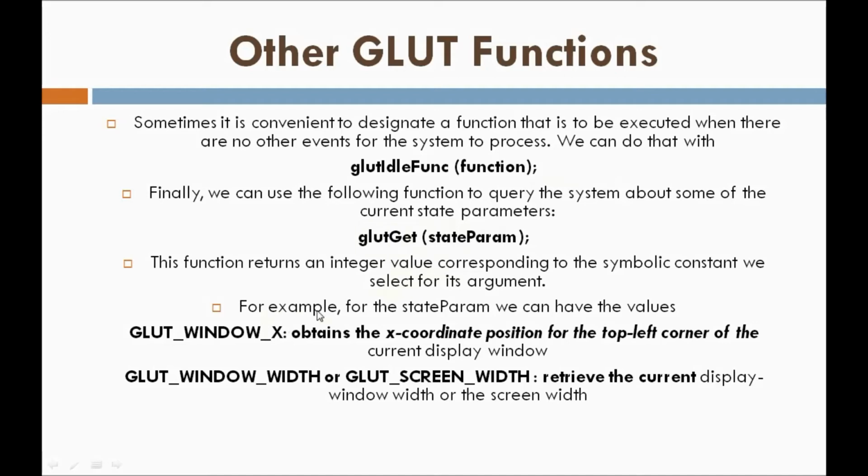So for example, if you want to know about the window x coordinate of a window position, you can use this. See, GLUT_WINDOW_X obtains the x coordinate position of the top left corner of the current display window. This is one of the parameters, right? If you want to know the x coordinate position of the top left corner of the display window, you can use GLUT_WINDOW_X inside this glutGet, then it will display the value for the x coordinate position of a display window.